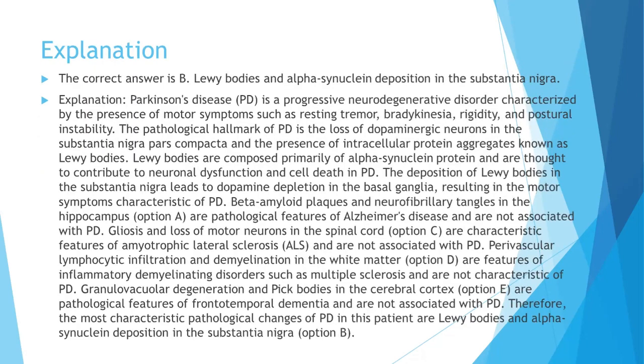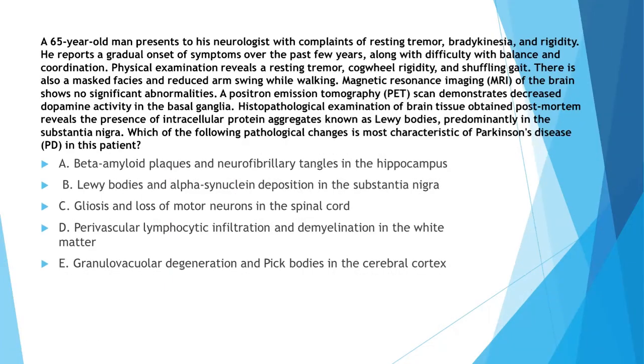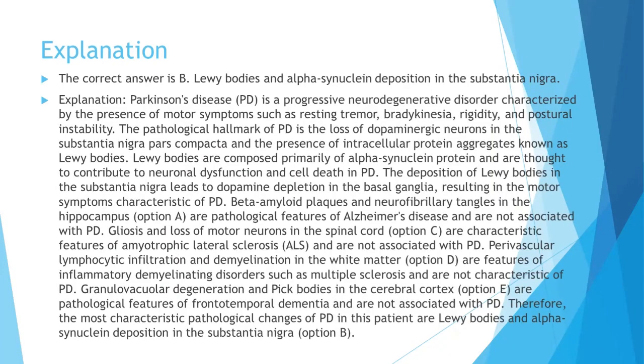So, Lewy bodies and alpha-synuclein deposition in the substantia nigra. The pathological hallmark of PD is the loss of dopaminergic neurons in the substantia nigra pars compacta, and the presence of intracellular protein aggregates known as Lewy bodies. Lewy bodies are composed primarily of alpha-synuclein protein and are thought to contribute to neuronal dysfunction and cell death in Parkinson's disease.